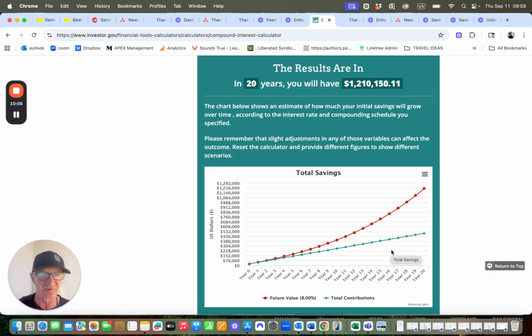So he didn't save in his 20s. He got married in his 30s. He didn't think he could do it. He waited till his 40s. All right, still in good shape, right? But he's saving a lot of money, by the way. He's saving $2,000 a month in this example, and he's got $1,210,000 at 60.